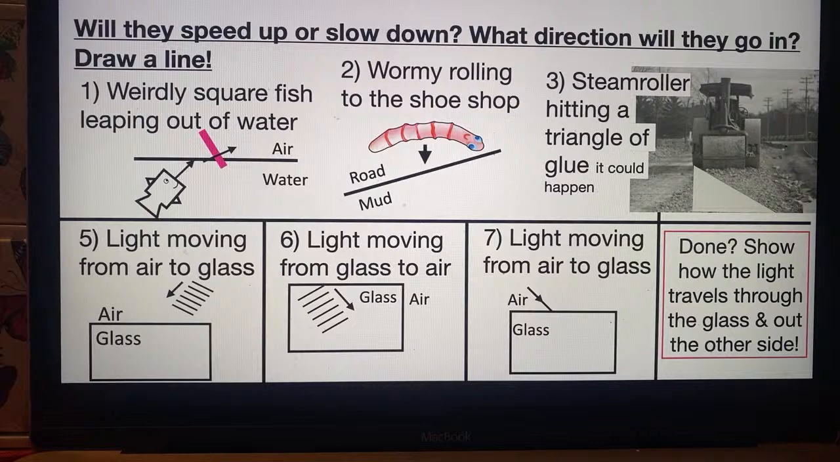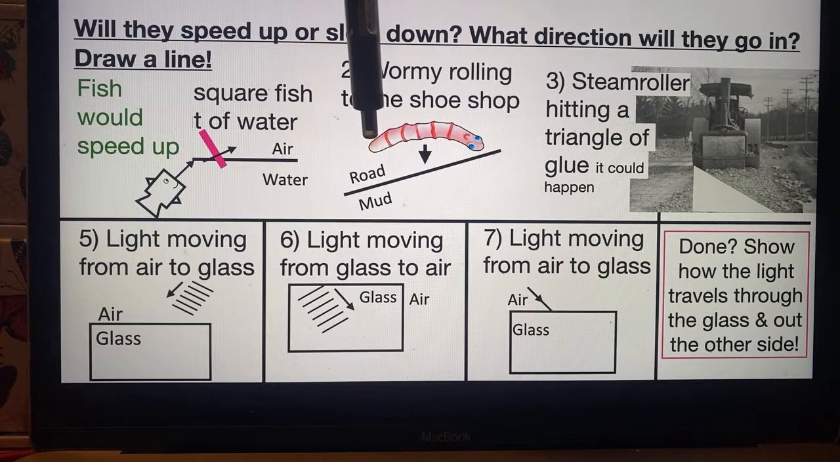Wormy rolling to the shoe shop. Well, her head's going to hit the mud first, so she's going to slow down. And if her head's hitting the mud, I find it helpful to imagine that it's just got stuck in the mud. But if that end of her was still moving, she would end up bending off to the right as well, and she would slow down. There we go. So I could draw a line like that.